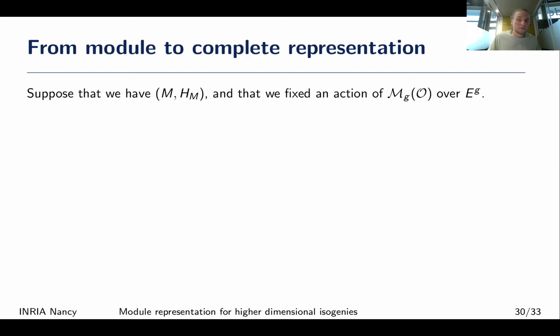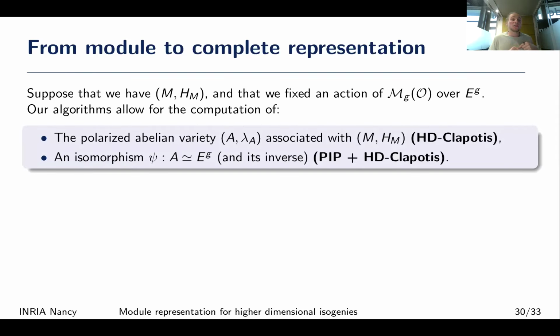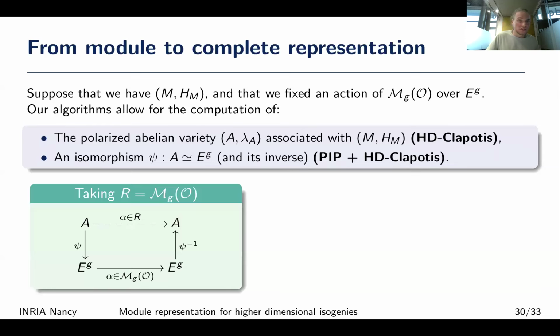And so the tools that we developed until now allow us to first compute and recover the polarized abelian variety (A, lambda_A) associated with M, and then compute an isomorphism and its inverse between A and E^g. Okay, so if I do that, I can draw such a diagram where we're going to try to evaluate a matrix alpha on the points of A. We are trying to compute this map.